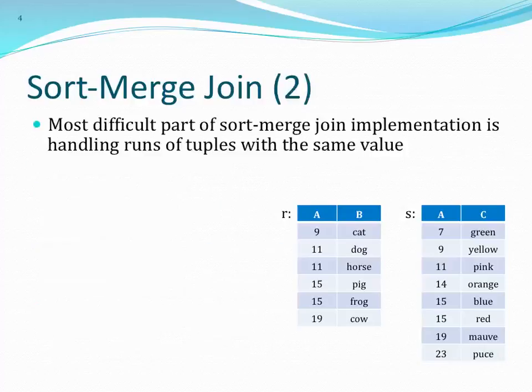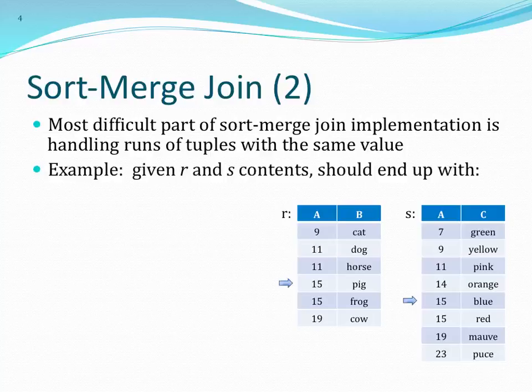Because you'll notice that we do have runs of tuples. How many tuples should we produce with A equals 11? 2, right? That should be pretty easy to do. We should have 11 dog pink, 11 horse pink, right? That should be the results of joining the rows 11.